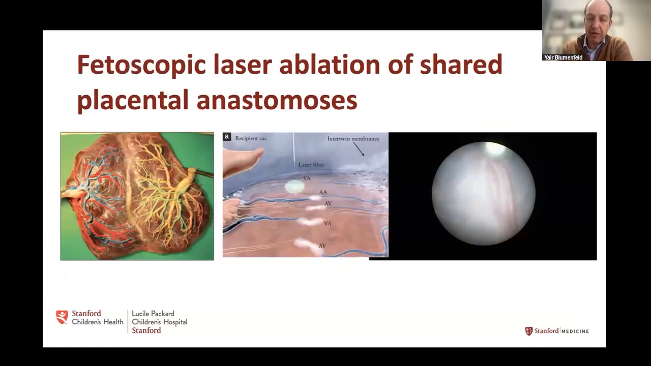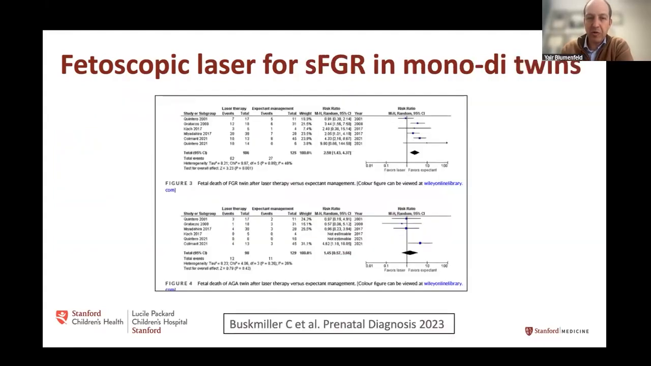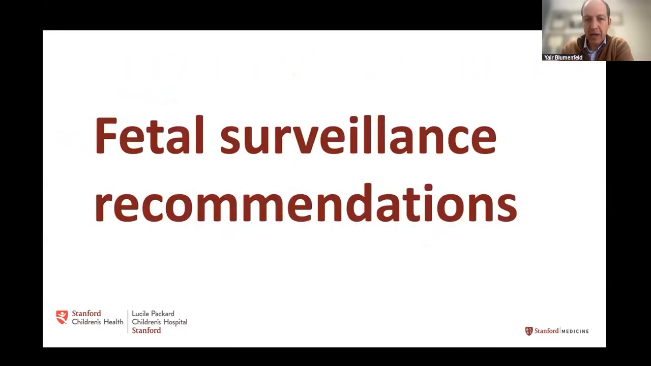And then some people are actually using laser ablation to really ablate the anastomosis, similar to twin-twin, to protect the surviving twin. I think this is done in not so many centers. Most centers use RFA or bipolar coagulation. We can gloss over this one.